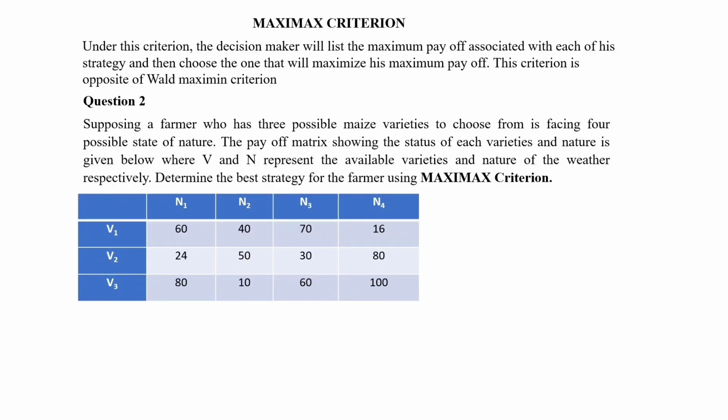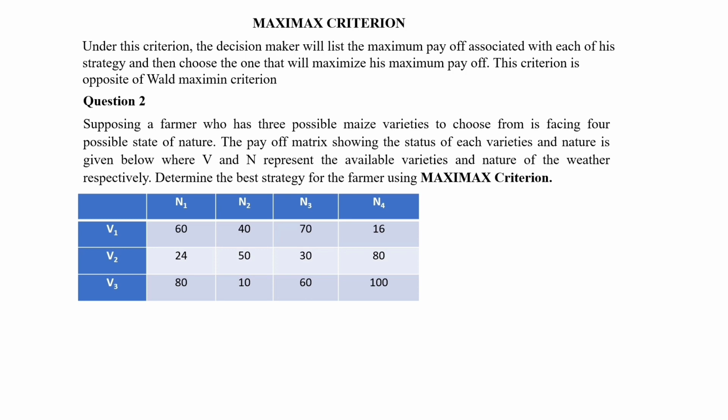The second criterion is the Maximax Criterion. This criterion is opposite of Maximin Criterion. Under this criterion, the decision maker will first list the maximum payoff associated with each of his strategy. Then he or she is going to choose the maximum among the maximum payoff associated with each of his strategy. That is why it is regarded as Maximax Criterion. That is the maximum of the maximum.